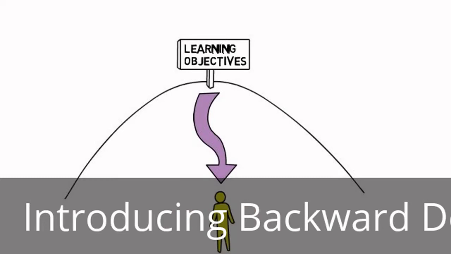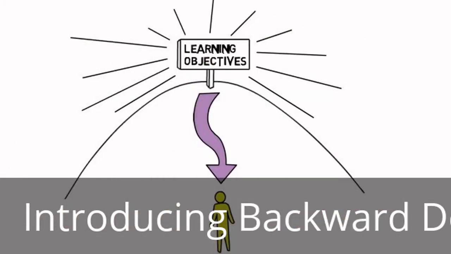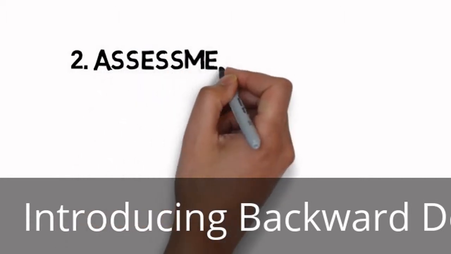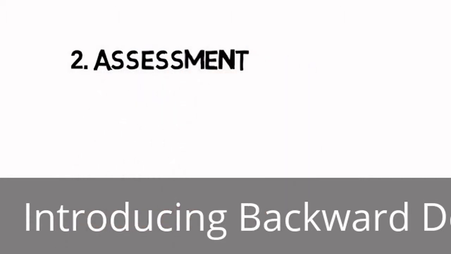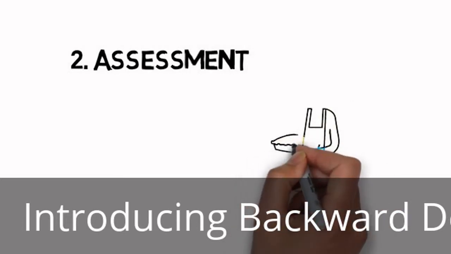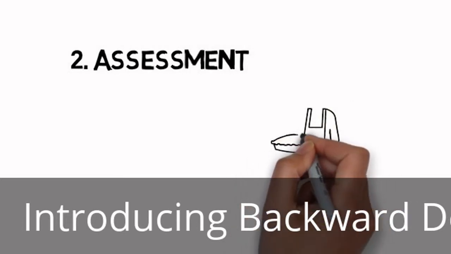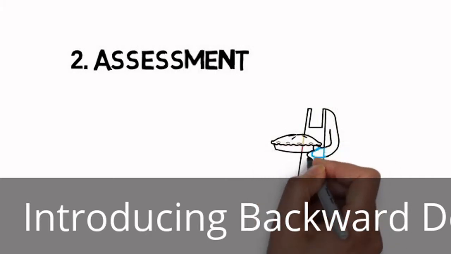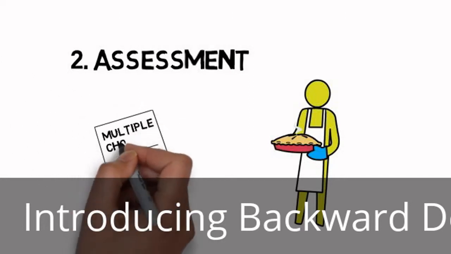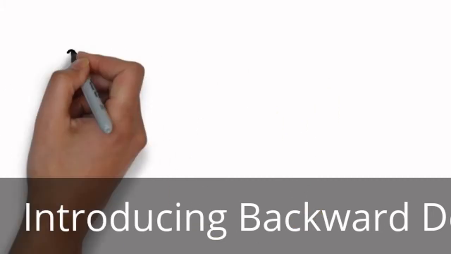Once course objectives are established, you must next decide on how you want to assess the student's ability to successfully complete the objective. In order for the objective and the assessment to be aligned, they must work together. For instance, if the objective is for the learner to be able to demonstrate the ability to make a flaky pie crust, but the assessment is a multiple choice test, the objective is not aligned with the assessment.